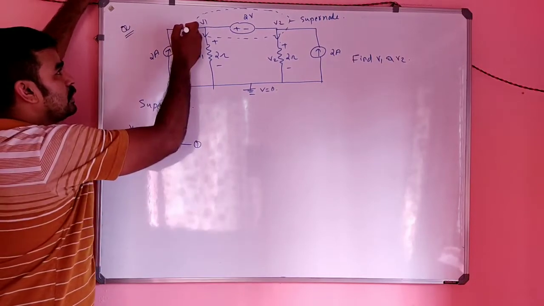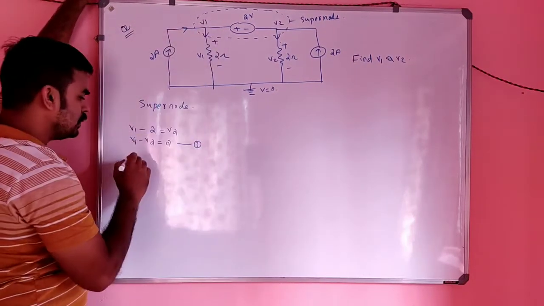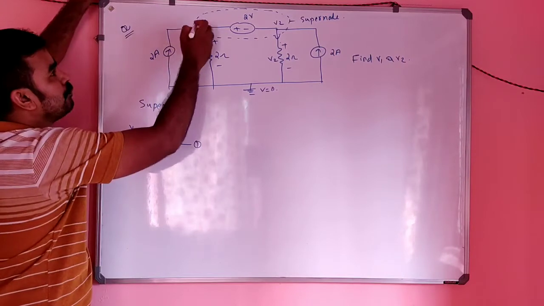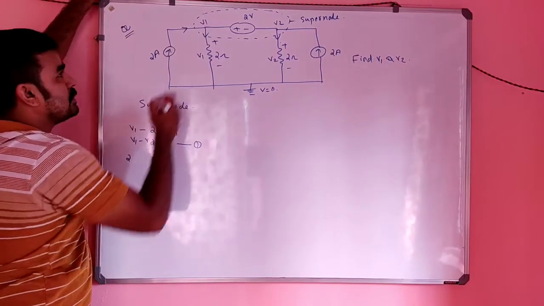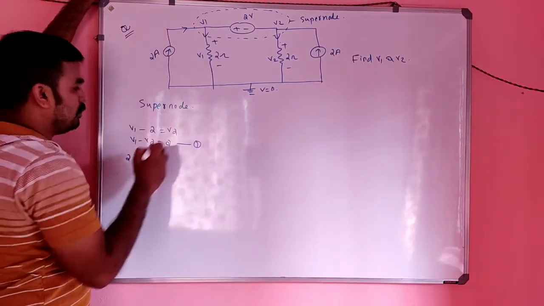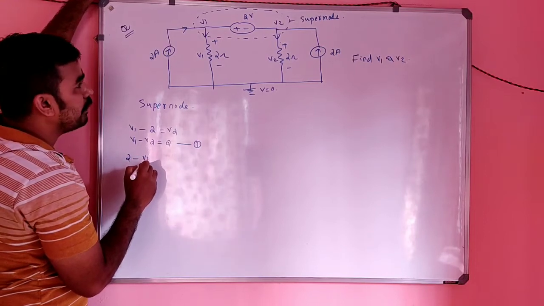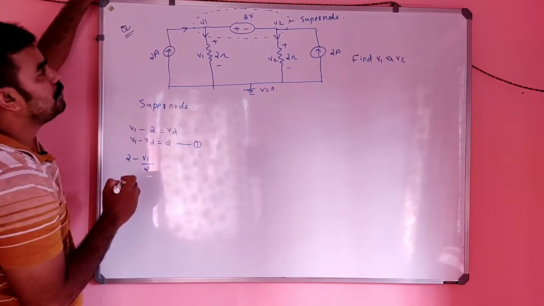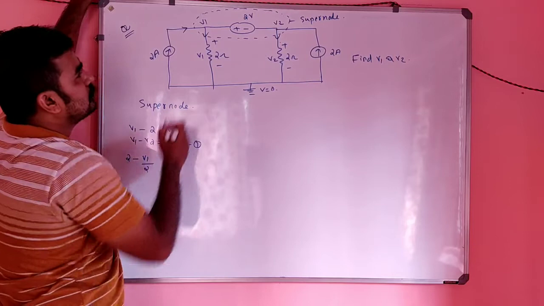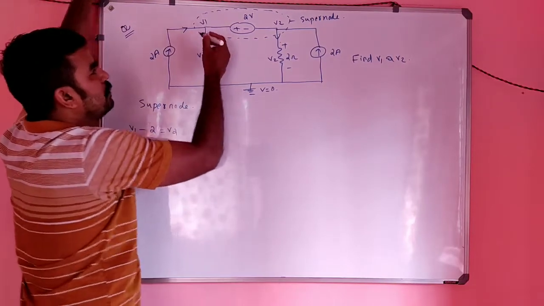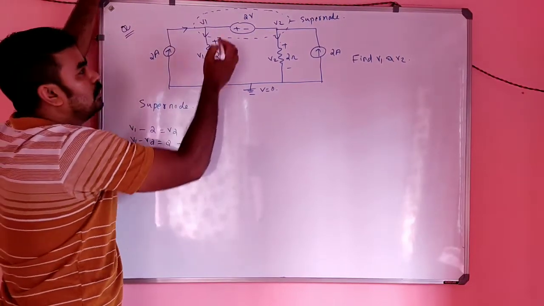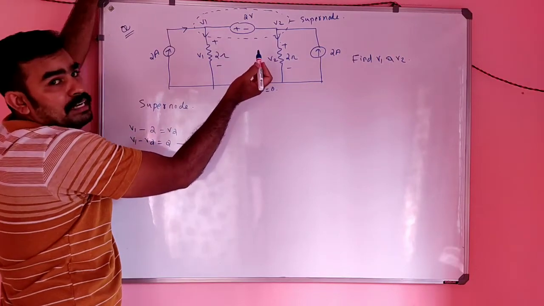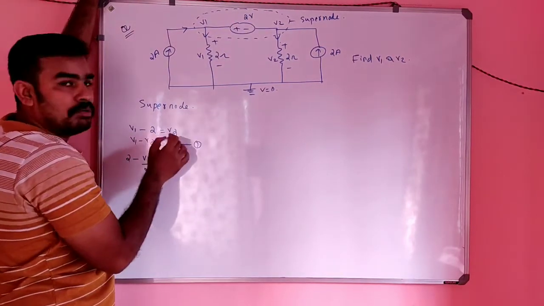There is a current flow of 2 ampere directly, so it will become 2. It will be plus, of course, and there is an outgoing current, no? That will be minus V1 divided by 2, minus V1 by 2. These two are finished, and there is no need to write them because you already mentioned them in the supernode equation.